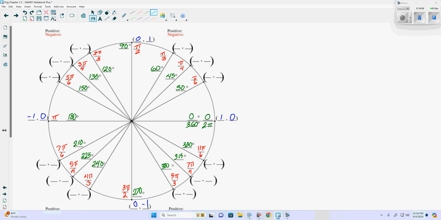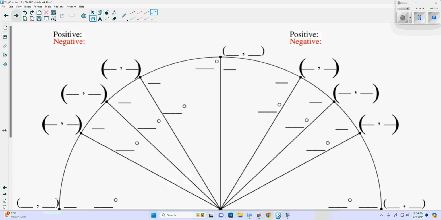Now the unit circle is actually very helpful and very nice. This is the first quadrant. I need to go in and just have this filled in already. Okay, we're going to look at quadrant 1 first.